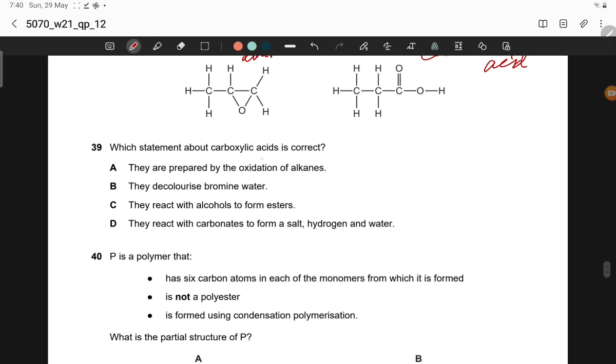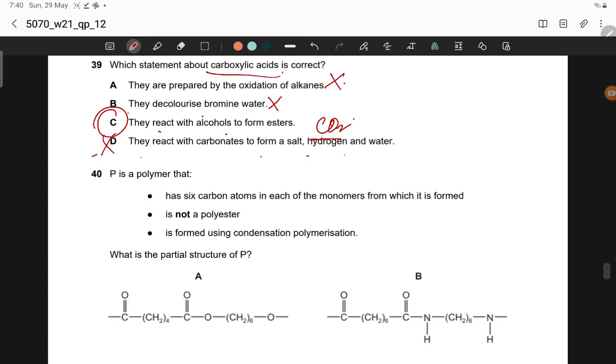Which statement about carboxylic acids is correct? They are prepared by the oxidation of alkanes. No. They decolorise bromine water. Not correct. They react with alcohols to form esters. Yes, this must be correct. They react with carbonates to form salt, water and carbon dioxide, not hydrogen. So this is also incorrect.